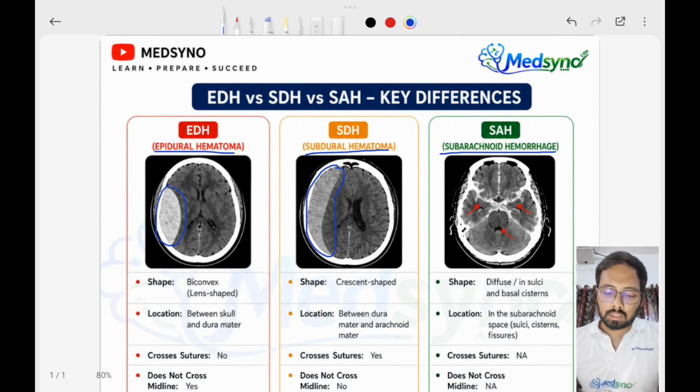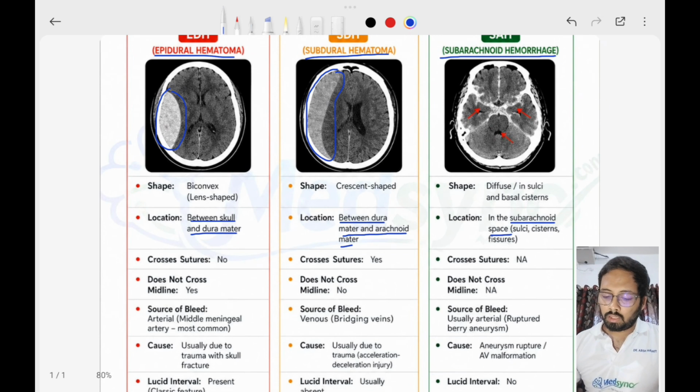Now for the location, we'll look at the names. So epidural hematoma, epidural means above the dura, so it will be between the skull and the dura mater. Subdural means below the dura, so it will be between the dura mater and the arachnoid mater. And subarachnoid hemorrhage, according to the name, will be in the subarachnoid space. Now the epidural hematoma does not cross the suture lines, but the subdural hematoma can cross the suture lines.